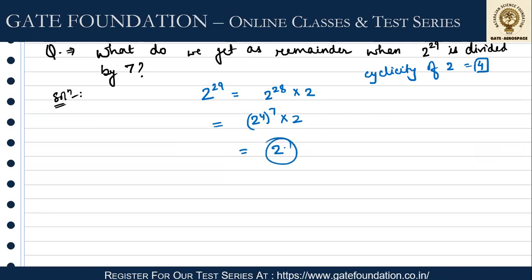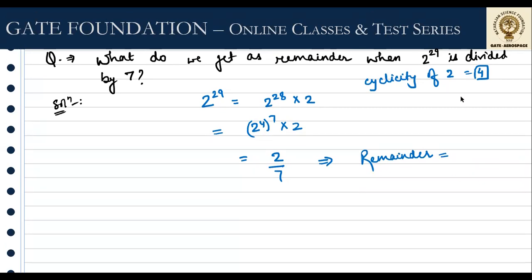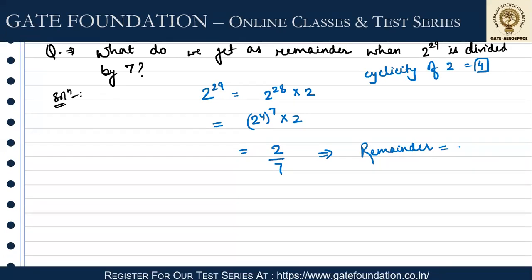Now, when this 2 gets divided by 7, what is going to be the remainder? When 2 gets divided by 7, the remainder will be 2 only.